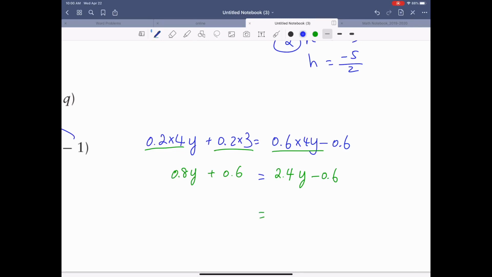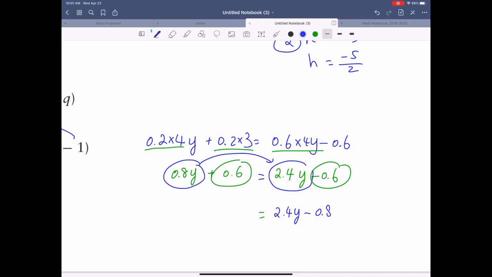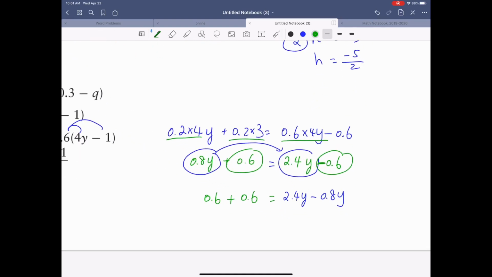Let's circle anything you can group. This is a y term, this is a y term, and that's a number term, that's a number term. Which one do you want to swap to make your life easier? In this case, I want to move 0.8y over to join my big coefficient here, because if you change it over to this side, it will be subtracted by a small number, subtracted by 0.8. So I will get a positive coefficient, which is easier for me. 2.4y minus 0.8y, and the number has to be on that side, so 0.6. This is a minus, so you flip it over to the other side and change it to a plus.